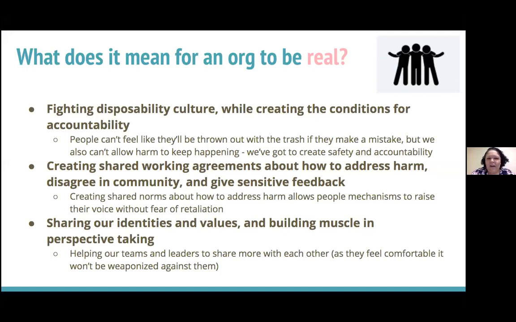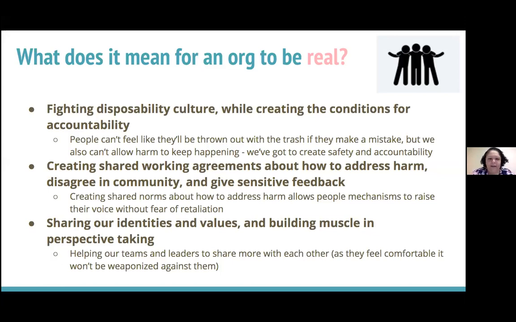And so what does that look like in practice? It means that in our sector, where we prioritize social justice, where we call in people who are causing harm, we fight disposability culture while creating the conditions for accountability. So when I cause a goof, call me in. If I'm having impact across lines of race or gender or power, call me in. And there has to also be a path for people to recover, let's say 60% of the time. Sometimes you do some stuff and there ain't no recovery, you gotta go.